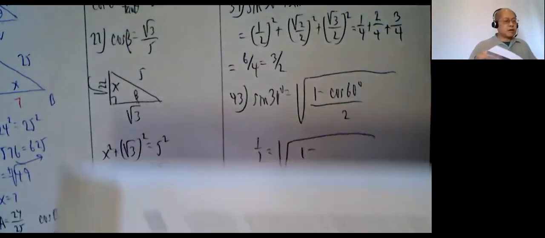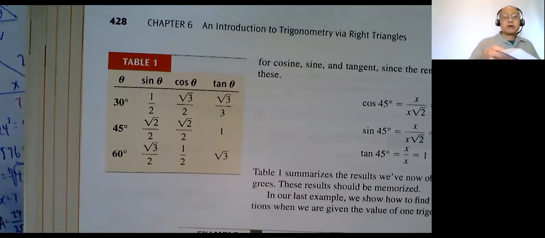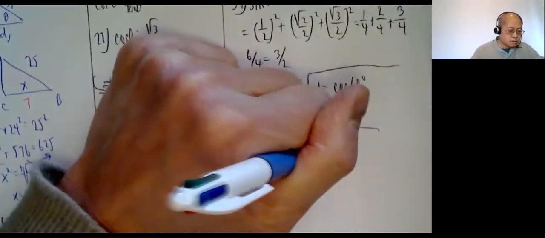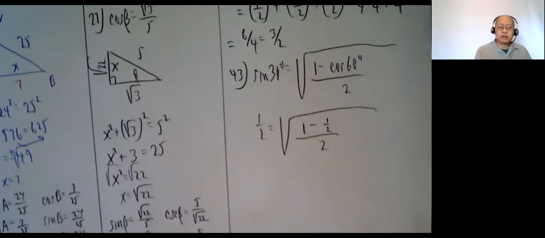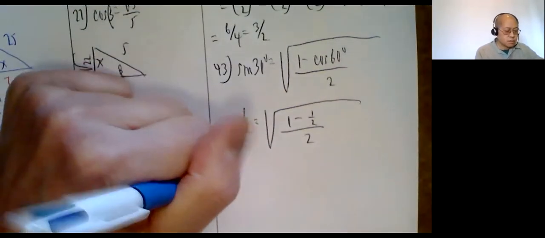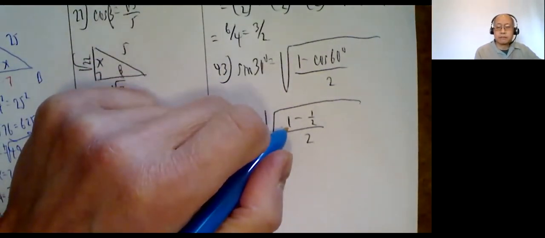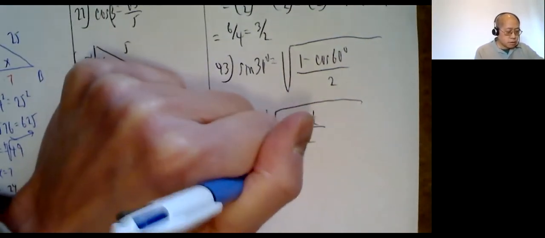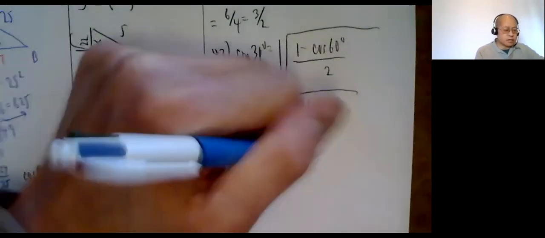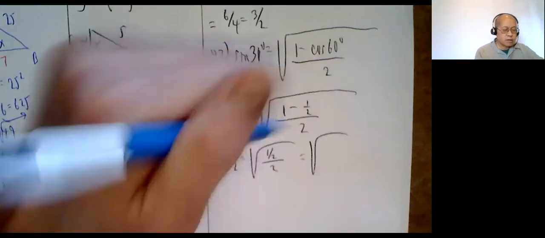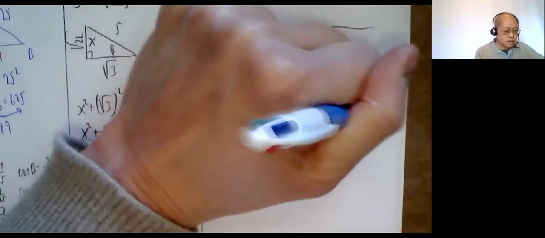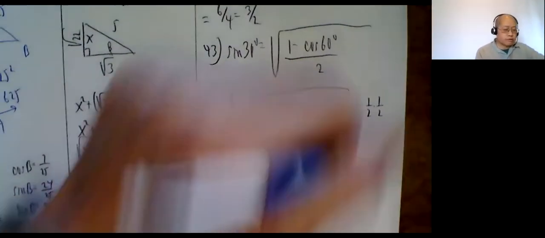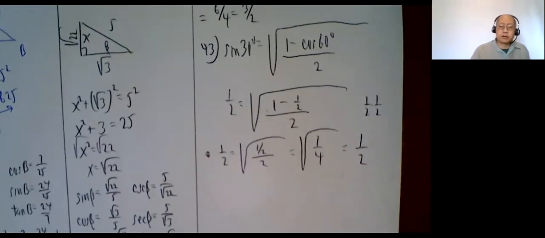Cosine of 60 degrees. Cosine of 60 degrees is 1/2 divided by 2. Well, what's 1 minus 1/2? 1/2. 1/2 divided by 2. 1/2 divided by 2 is the same as 1/2 times 1/2, which is 1/4. And the square root of 1/4 is indeed 1/2. Okay, so it does work.